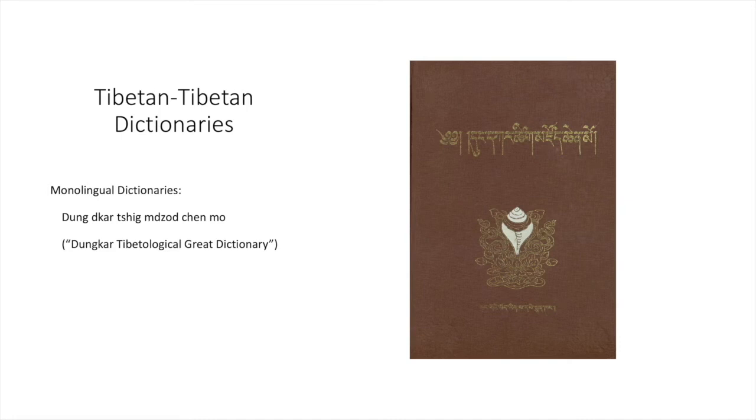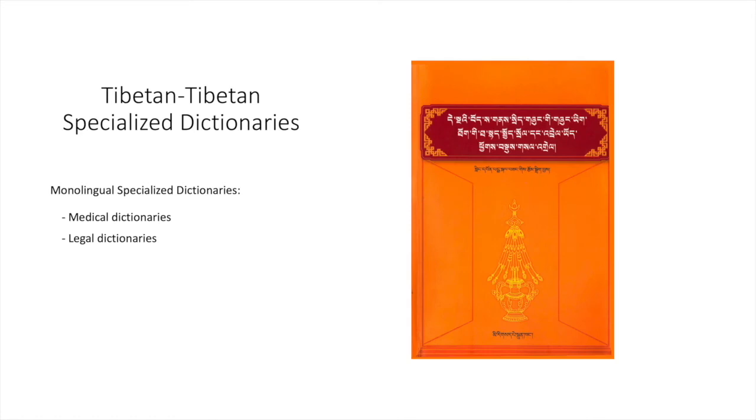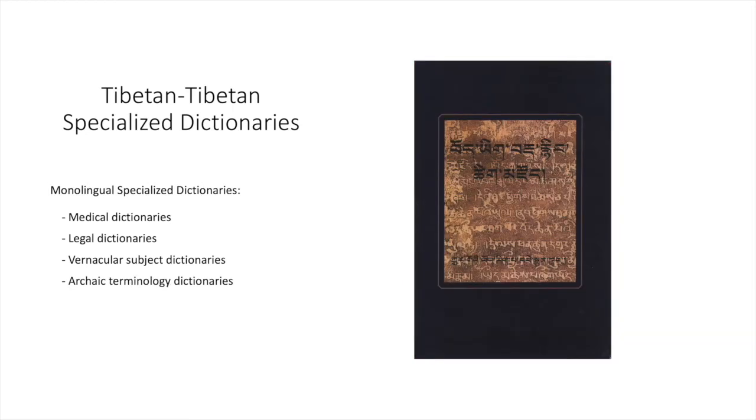The 1990s also saw the publication of a number of smaller, subject specialty monolingual Tibetan dictionaries, such as medical terminology, legal terminology, common vernacular terms, archaic terminology, and other such subject-specific glossaries.